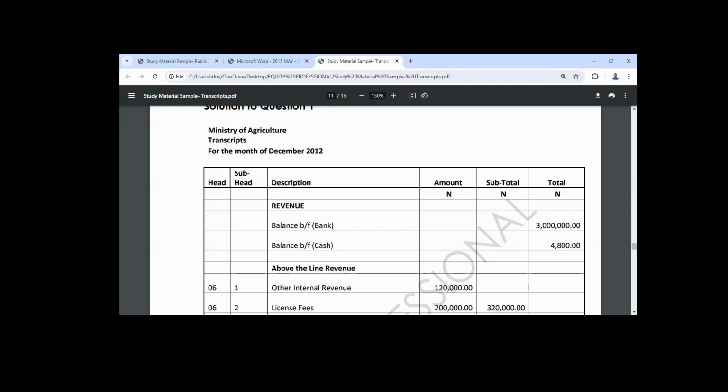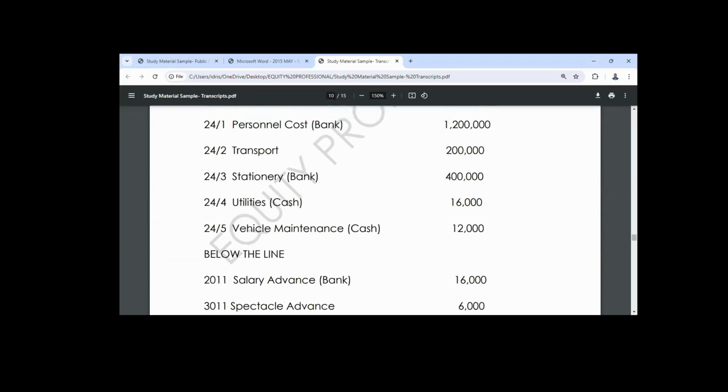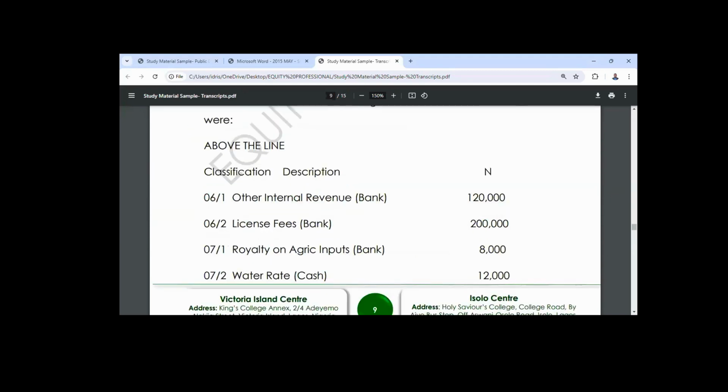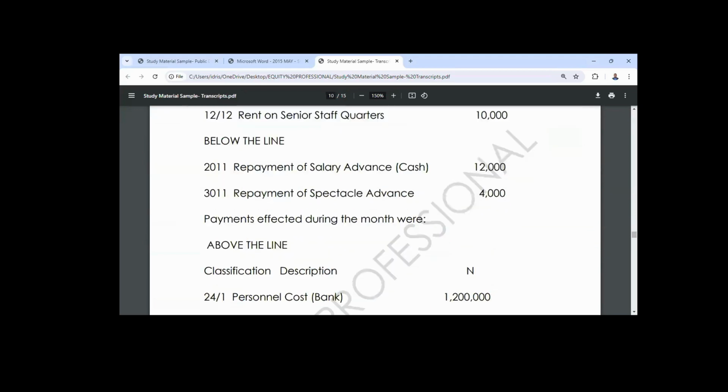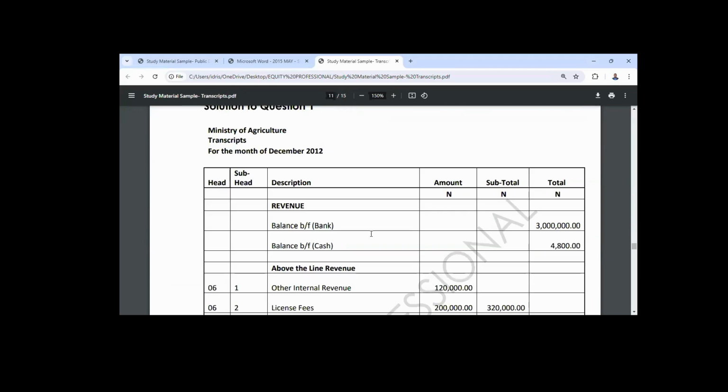At the beginning of the month, we have balances brought forward. The balances brought forward at the beginning of the month are the first item we have to treat. Our balance brought forward for bank is 300,000; you put it in the total. Balance brought forward for cash is 4,800; you put it in the total.